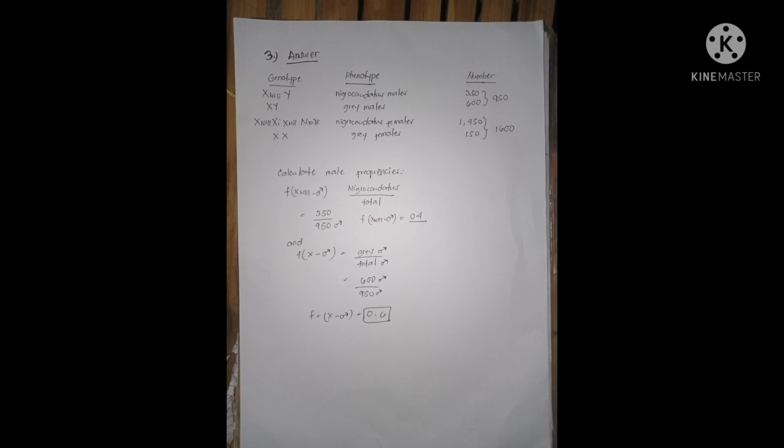Answer for number 3. Calculate male frequency. Frequency of nigrocaudatus over total equals 350 over 950. Frequency equals 0.4, and frequency of gray over the total equals 600 over 950. Ang frequency niya ng male is 0.6 is the answer for question number 3.